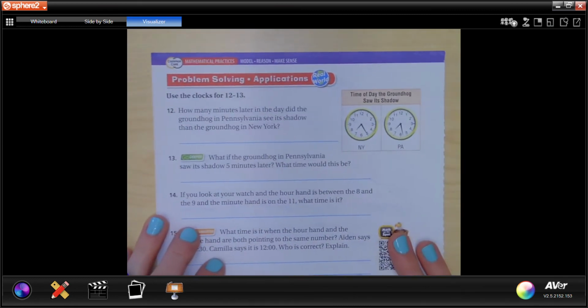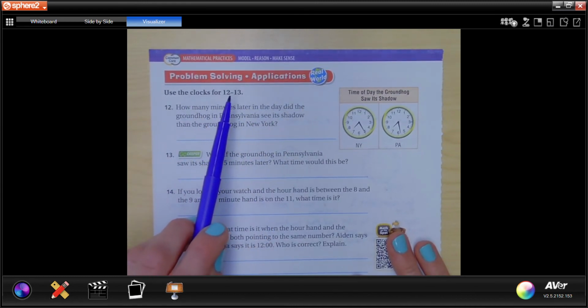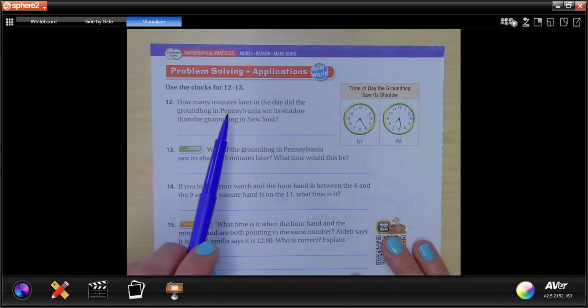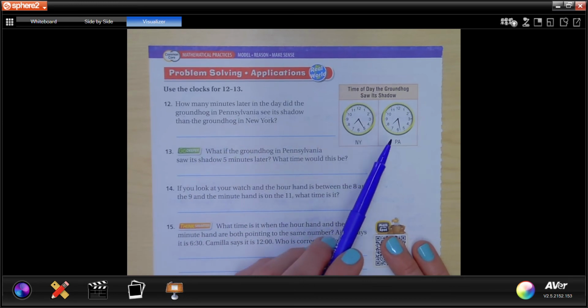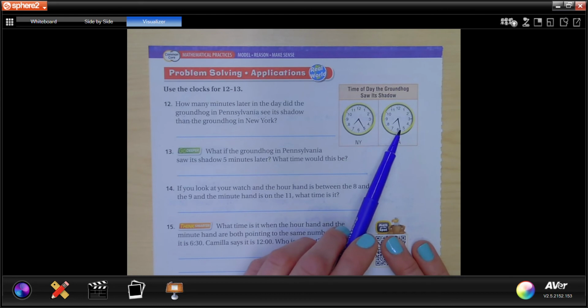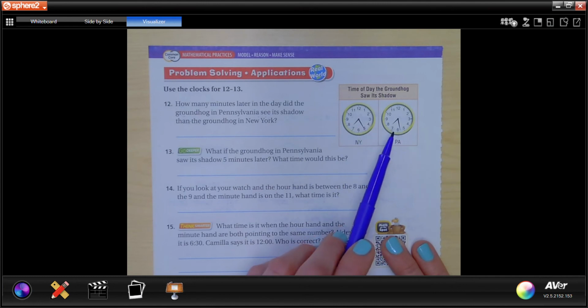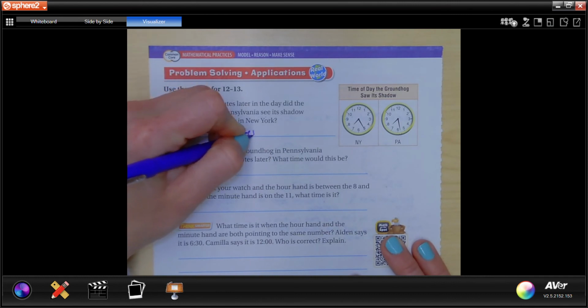Let's move on to page 564. Problem solving applications. Use the clocks for numbers 12 and 13. Number 12. How many minutes later in the day did the groundhog in Pennsylvania see its shadow than the groundhog in New York? Well, the groundhog in Pennsylvania saw it after the 5. The groundhog in New York saw it at the 5. So let's count how many passed the 5. 1, 2, 3. 3 minutes.